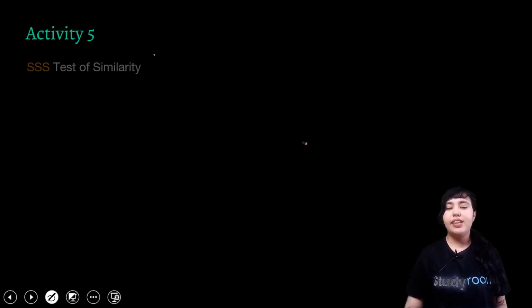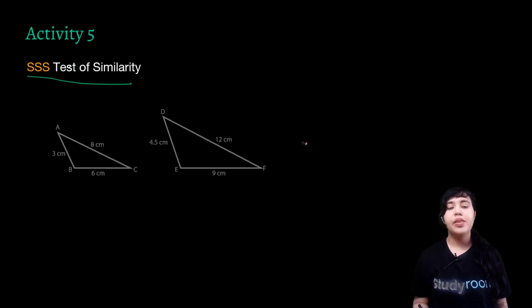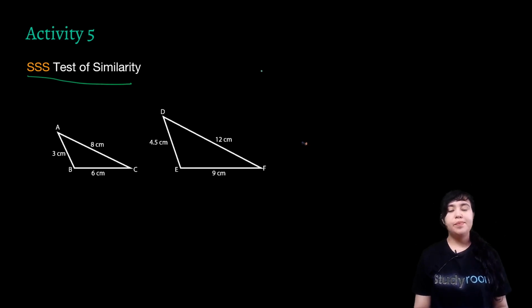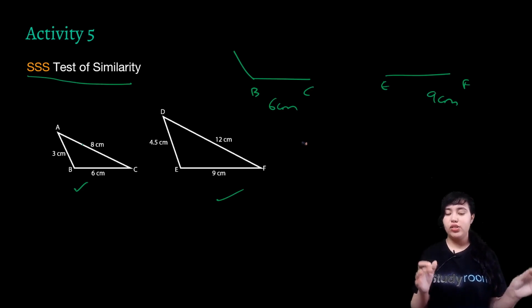Then we have another activity where we'll be acquainted with another test for similarity, which is the side test. So again, grab your ruler, compass, pencil, eraser, everything, and make a line segment BC and another line segment EF. This should have length 6 centimeters, this 9 centimeters, and then you can make use of your compass also to draw triangles. So then you make these two triangles. Here the sides are already known to us. I'm not telling you the angles.